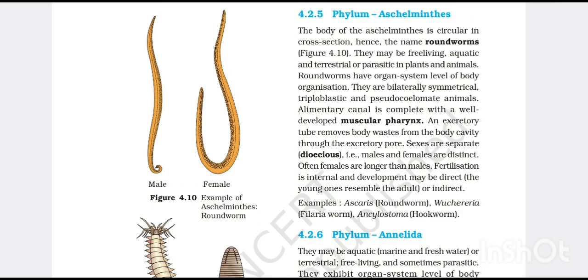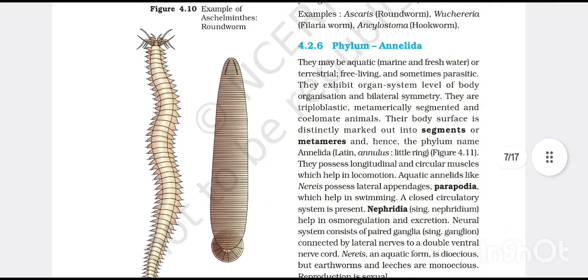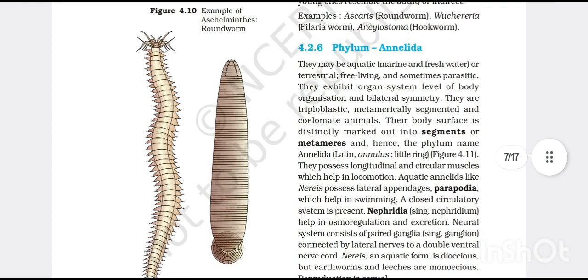Examples of Aschelminthes: Ascaris, which is roundworm; Wuchereria, filaria worm; and Ancylostoma, hookworm. So these are the examples of phylum Aschelminthes. Then phylum Annelida. They may be aquatic, marine or freshwater, or terrestrial. Sometimes they are free living, sometimes they live as parasites inside the body of another organism.